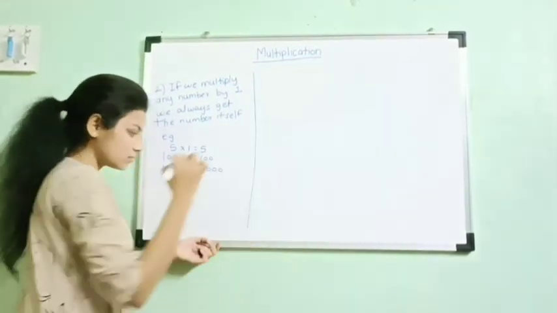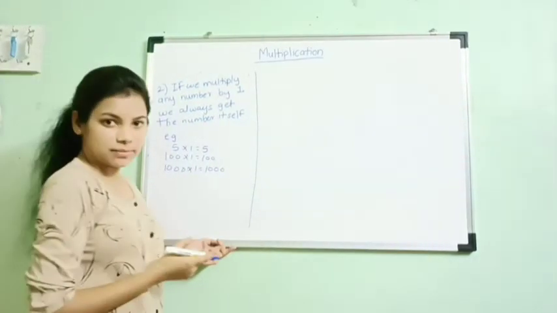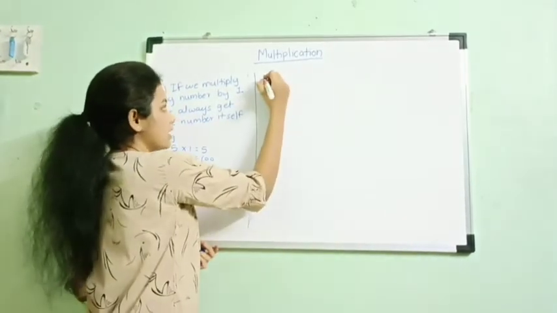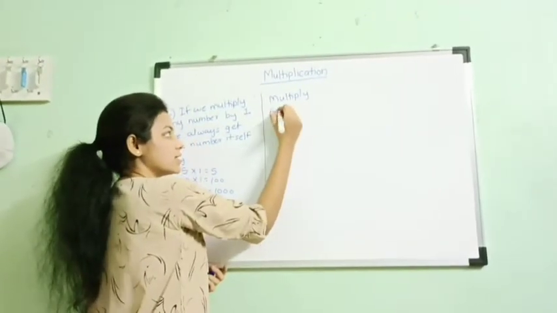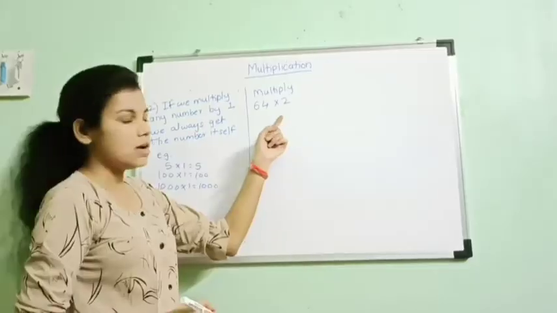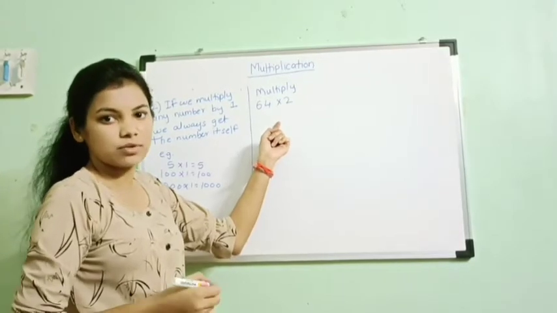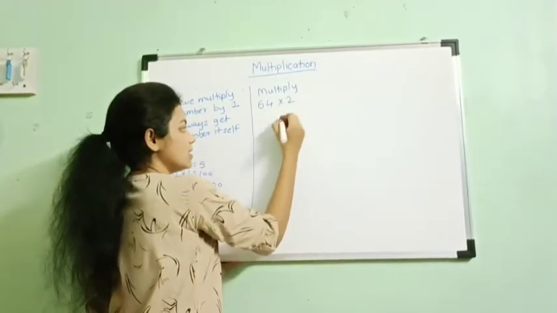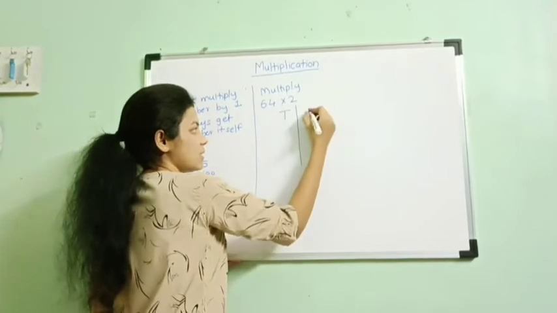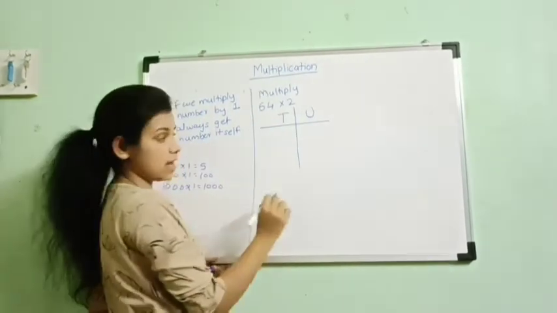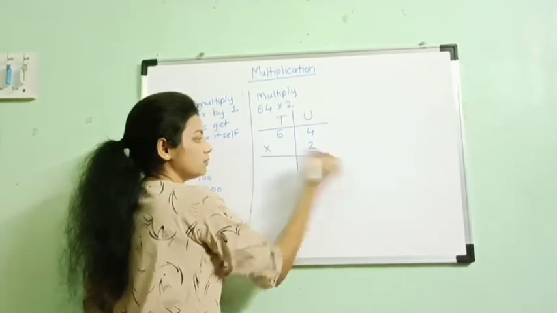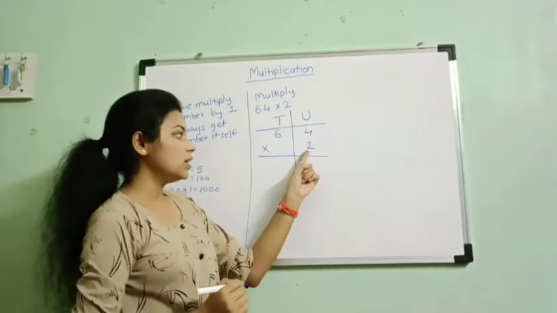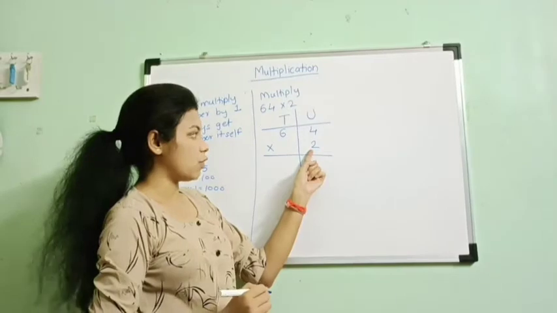Now, we will see some 2-digit multiplication. Consider one example. Multiply 64 into 2. First, we will arrange these numbers in place value columns, such as the tens place value and this is the units place value. Arrange this number 64 into 2. Here we will need the multiplication table for 2.